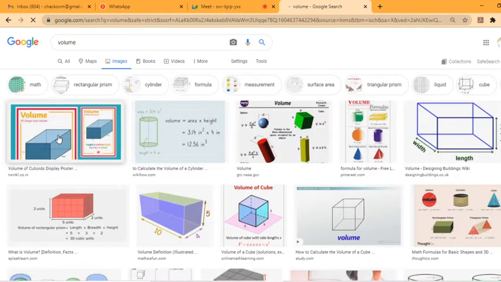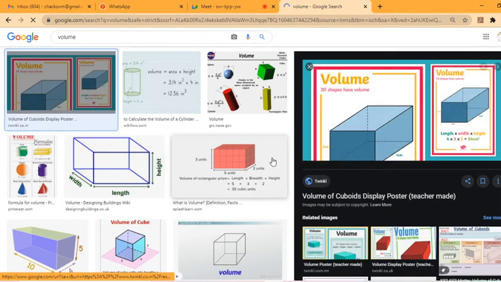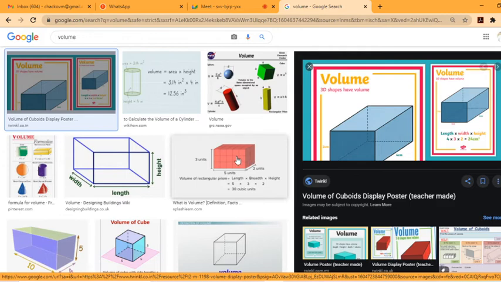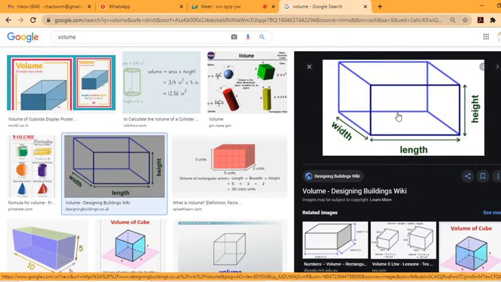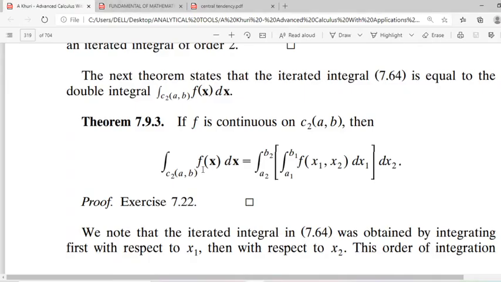Okay, how can we find the volume of this? Here it is clearly mentioned: length into breadth or width, length into width into height. So length into width is actually the area of this region, and when we multiply height with this area, we get the volume. So that is the idea of this integration, area into height.